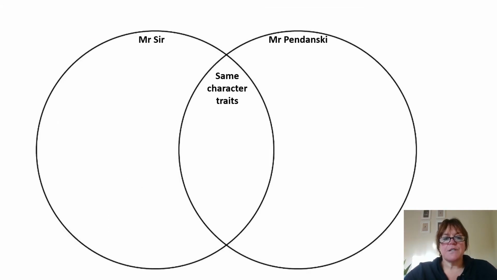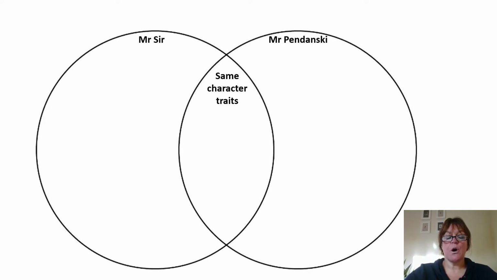What I'd like you to do now is have a go at filling in your Venn diagram. I'd like you to think of all the different traits for each character, for Mr. Sir and for Mr. Pendanski. I'm going to give you a few minutes. I want you to try and remember what you know about each character. You can pause the video and then I will run through it with you and we'll see what kind of answers we have.